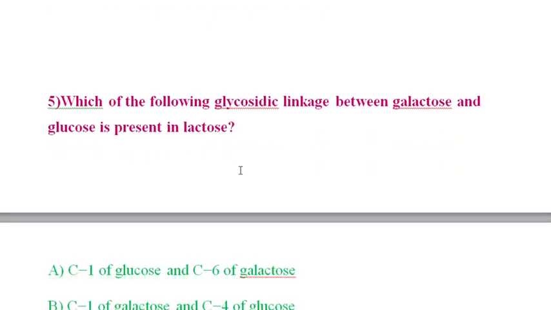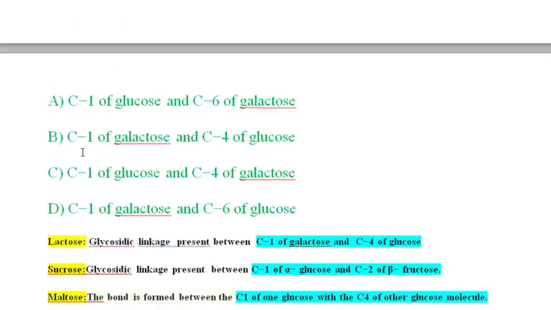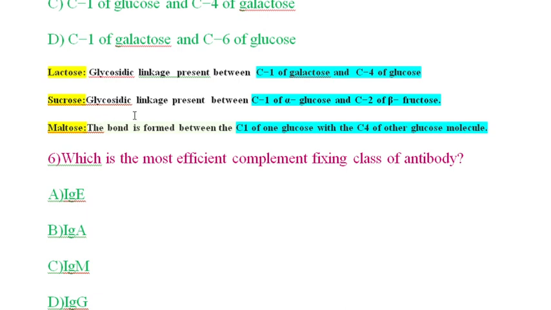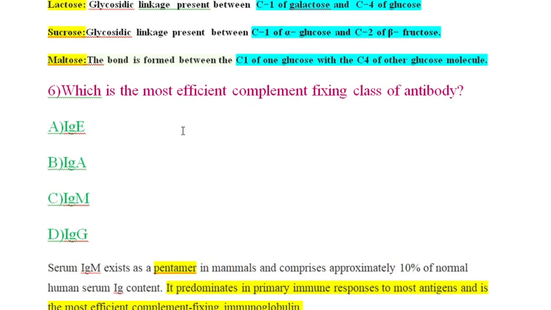Which of the following glycosidic linkages is present between galactose and glucose in lactose? In lactose, the glycosidic linkage is present between carbon 1 of galactose and carbon 4 of glucose. Next, in sucrose, the glycosidic bond is present between carbon 1 of alpha glucose and carbon 2 of beta fructose. Next, in maltose, the glycosidic bond is formed between carbon 1 of one glucose and carbon 4 of another glucose.